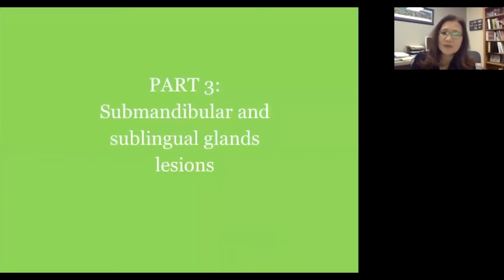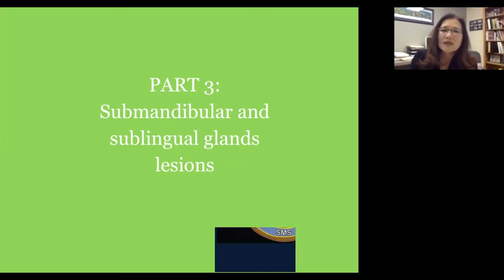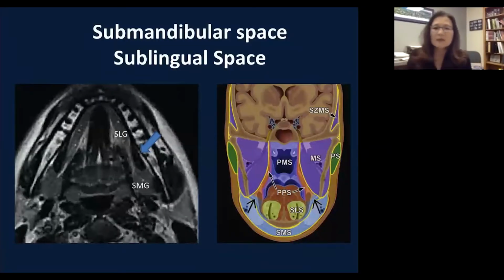So part 3 would be submandibular and sublingual gland lesions. The submandibular space and sublingual space are in the oral cavity, in the floor of the mouth. So when you find axial images that include the body of the mandible, you'll find an important muscle. It's called the mylohyoid muscle.